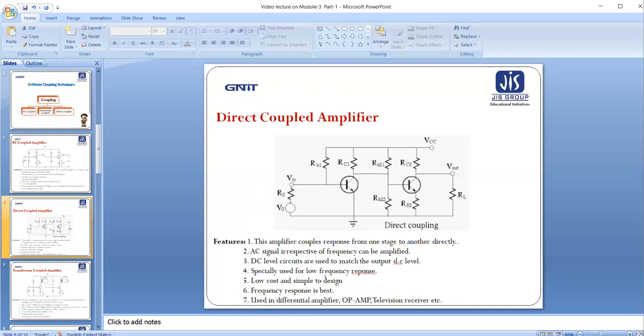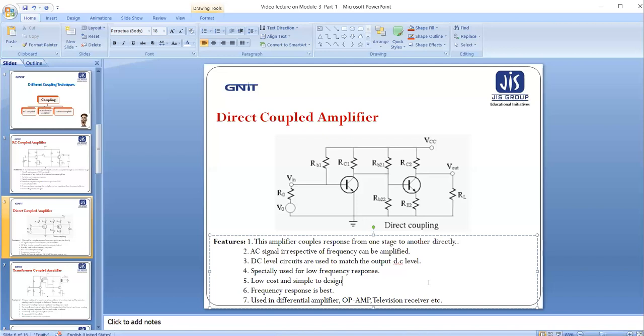It is specially used for low frequency response, because as no capacitors are present, there is no chance of DC blocking, or very low frequency blocking. So it is specially used for the low frequency response, and it is simpler to design and has a low cost compared to the RC coupled amplifier due to the absence of capacitors.